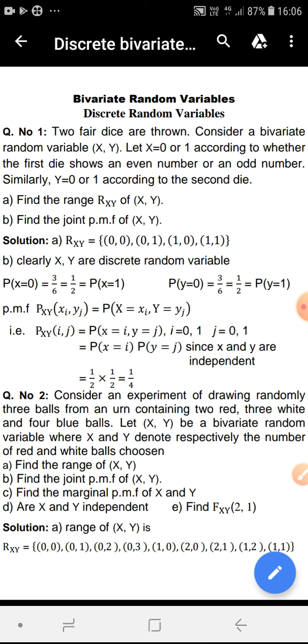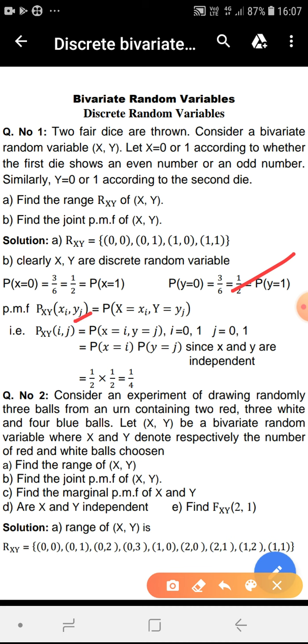Similarly, the probability of X being equal to 1 means the chance that the outcome will be an odd number. When the first die is thrown, there are 6 possible outcomes, out of which 3 are odd numbers. So the probability of getting an odd number when the die is tossed is 3/6, that is 1/2. P of 1 is also equal to 1/2. Similarly, for the second die, P of Y equal to 0 and P of Y equal to 1 are both equal to 1/2.